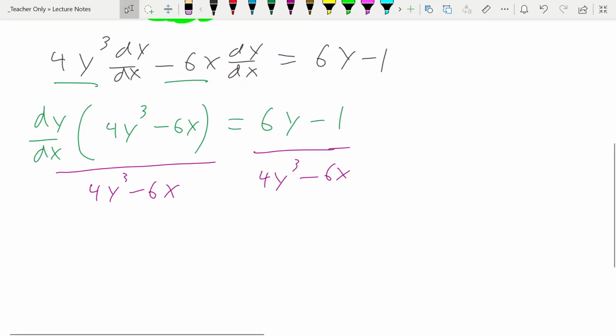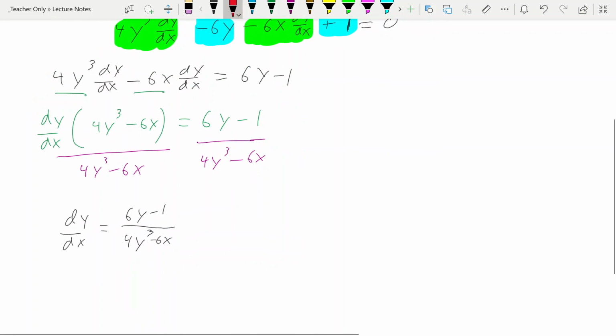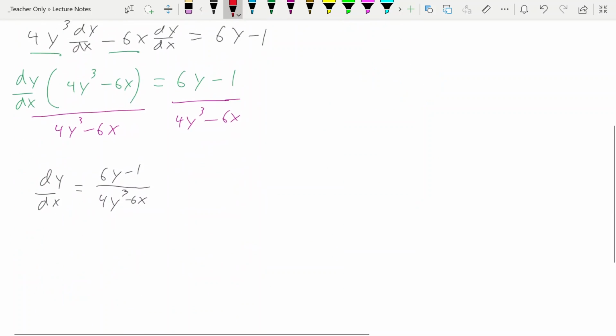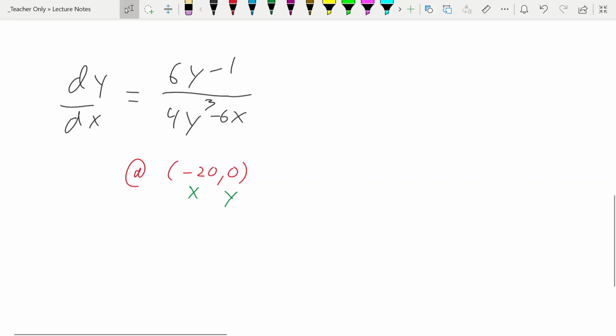And now we are ready to look at our derivative. dy/dx equals 6y minus 1 over 4y cubed minus 6x. Now, we have done this derivative implicitly, which is nice, but the issue is we have x's and y's left in our answer. And that's okay as long as we know both an x and a y value, which it gave us. It told us negative 20 comma 0. So for me to find the slope of the tangent line at negative 20 comma 0, that just means everywhere I have an x, I'm going to replace that with negative 20, and everywhere I have a y, I'm going to replace that with 0.